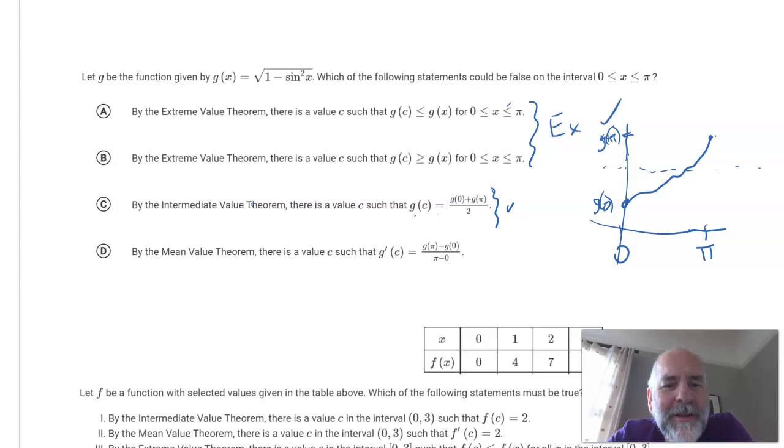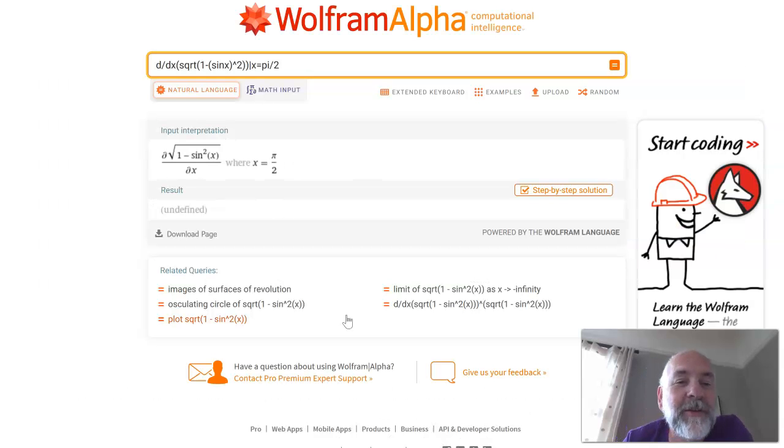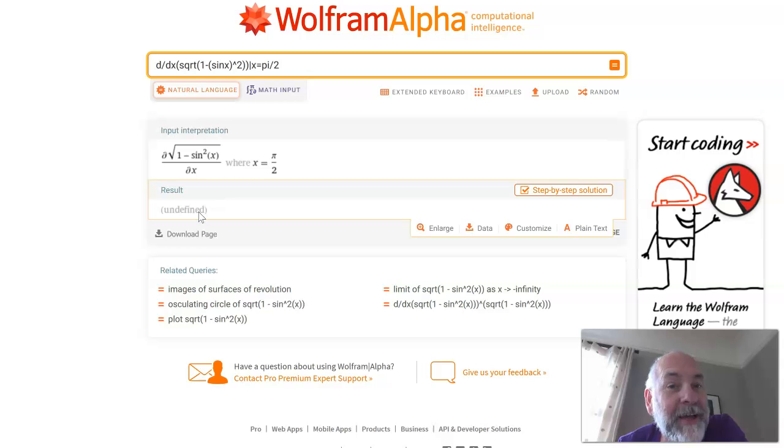So we're down to the last one. And it's like, well, what could be wrong with that? Because we just learned the mean value theorem, and that's what it looked like. There's a value somewhere on there where the derivative at that value would be equal to the slope of the line connecting them. That was what the mean value theorem said. But if you remember, the mean value theorem has to be differentiable, not just continuous. So we could look at the function. And so what I tried to do is find the derivative of that function at pi over 2, and Wolfram Alpha gave me an undefined.